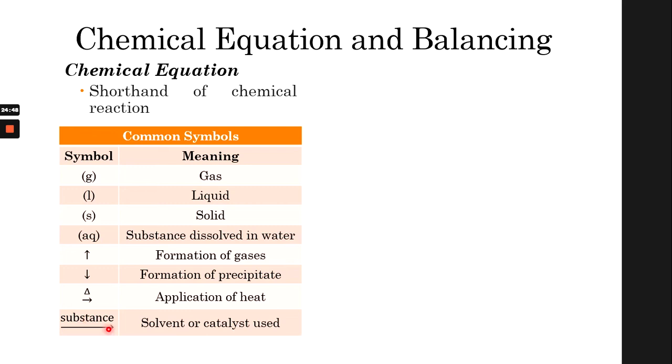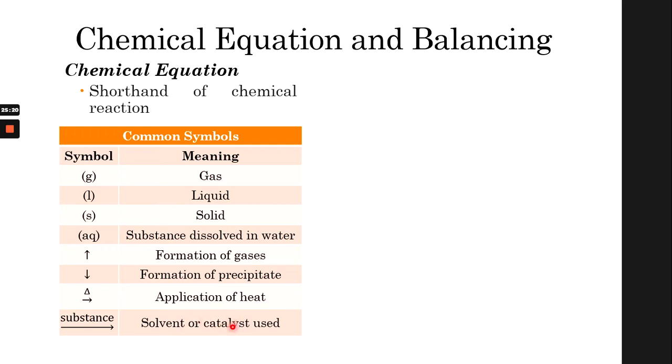Another is if you see a substance, usually it doesn't write substance, it's usually the chemical formula of the substance you use. So for example, it could be H2O or it could be NaOH. What that basically means is you use a solvent or catalyst during the reaction. So solvent and catalyst in this situation are not being used up, but you use them again. One reason for you to do that is to speed up the reaction, especially a catalyst.